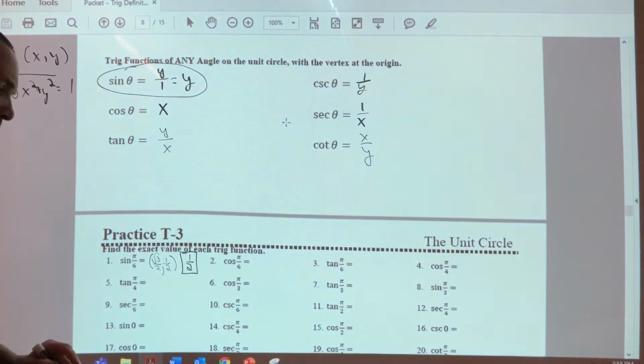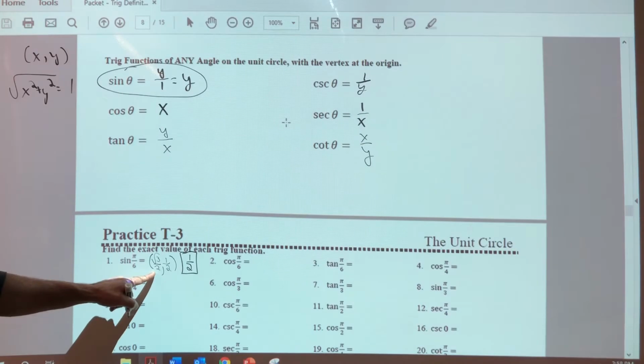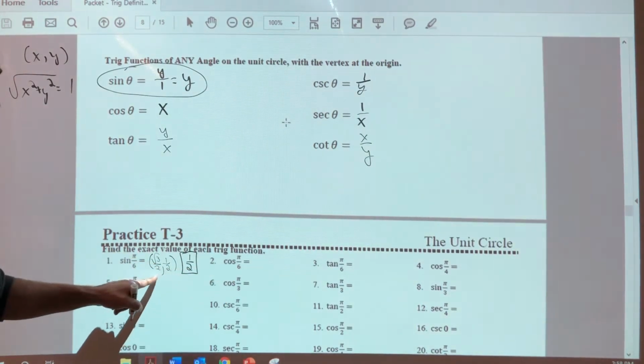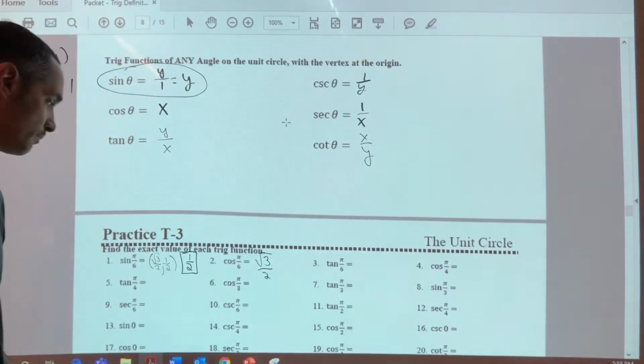Let's try the cosine of pi over 6. Cosine, we know, is x. We just found the point for pi over 6, square root of 3 over 2, 1/2. And since cosine is x, it's just the square root of 3 over 2.